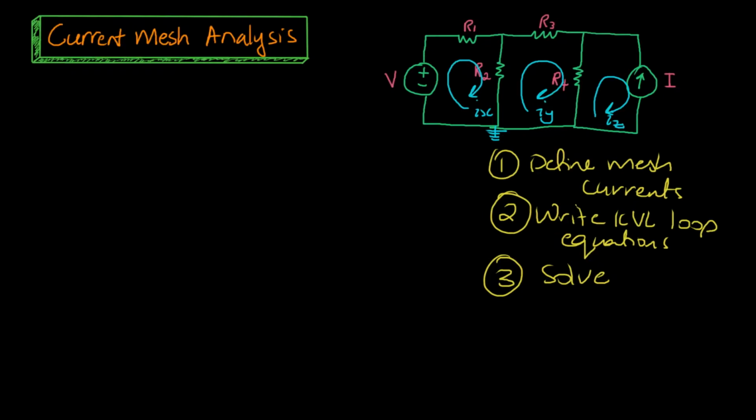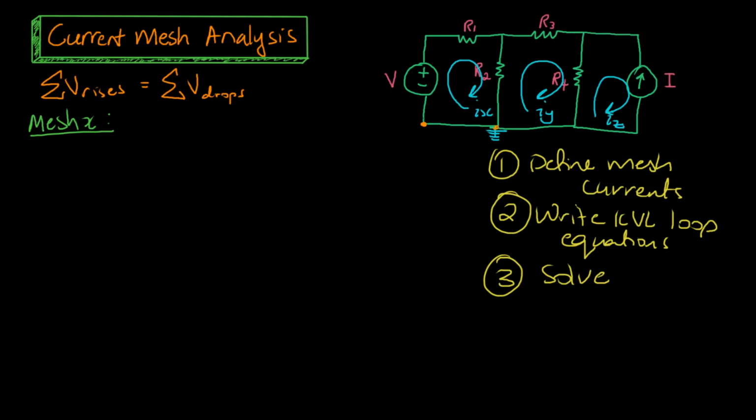Our second step is to write our KVL loop equations. As a recap, KVL, or Kirchhoff's voltage law, is that the sum of voltage rises equals the sum of voltage drops. How we go about developing these equations is to look at each individual mesh separately. I'm going to look at mesh X first. To develop these mesh equations, we start at the reference node inside of our mesh. That could be this corner down here or this corner down here, as these are both the same node.